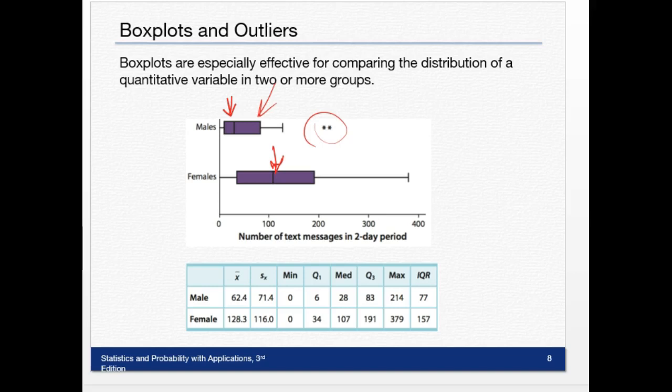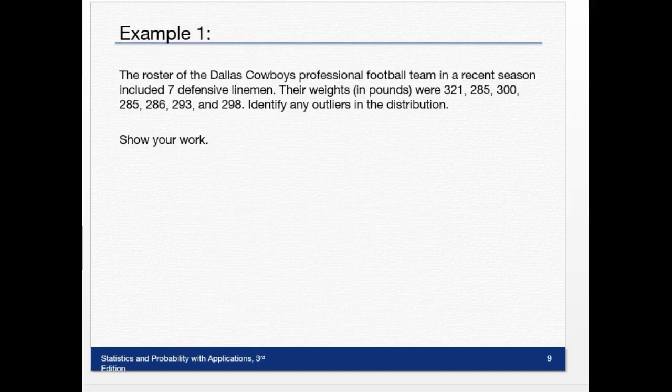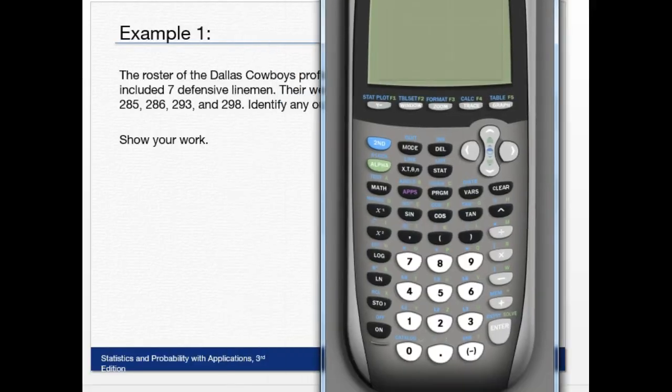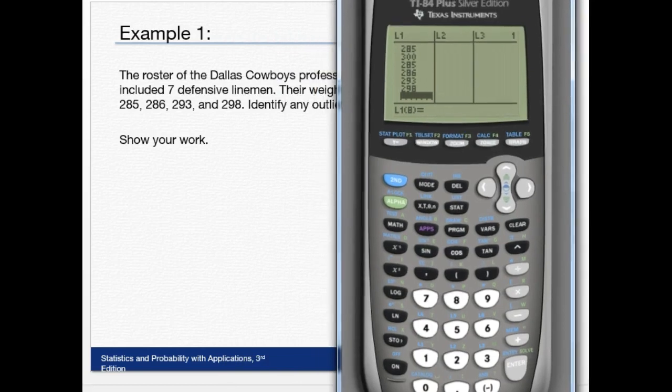All right, so let's try one of these. The roster of the Dallas Cowboys professional football team in a recent season included 7 defensive linemen. Their weights in pounds were 321, 285, 300, 285, 286, 293, and 298. Identify any outliers in the distribution. Show your work. The first thing you're going to have to do to find an outlier is go to your calculator and enter that data in the list. So I've entered the weights.